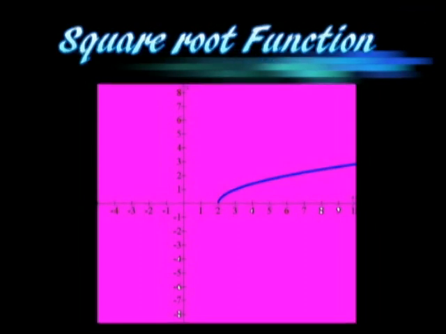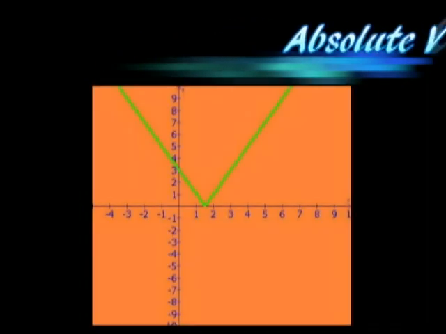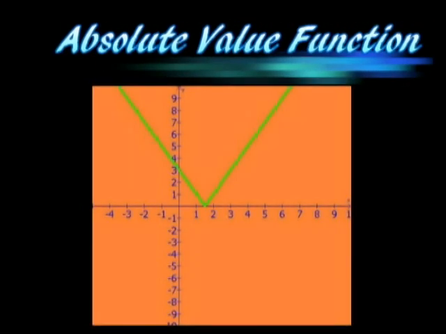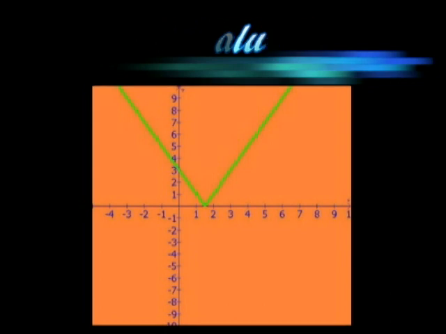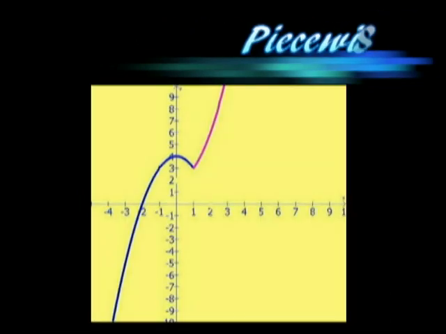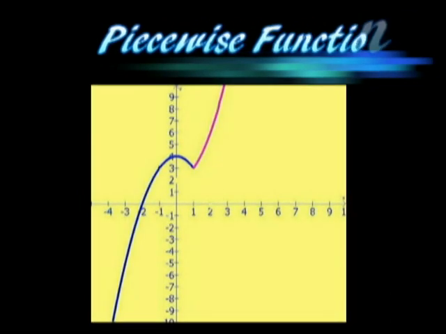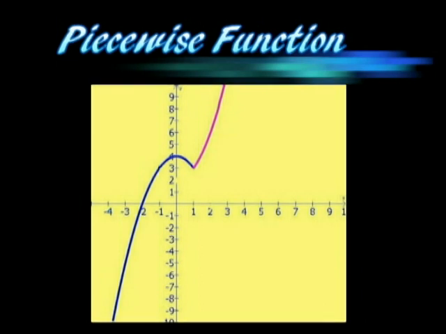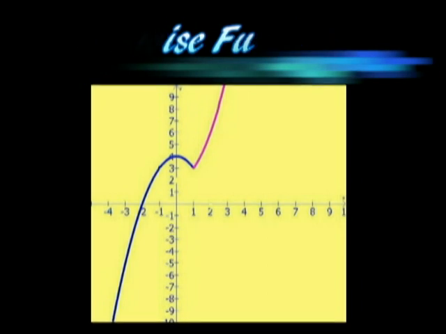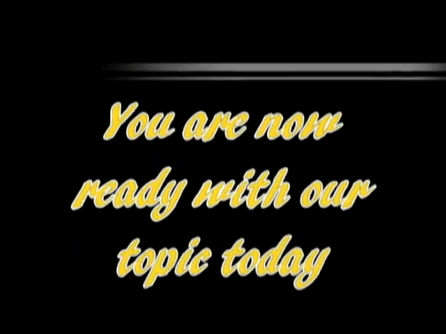Watch the nature of the graph of the square root function. This is the absolute value function. The last one is a piecewise or split-type function. With this simple recall of graphing concepts, you may easily grasp our topic today.